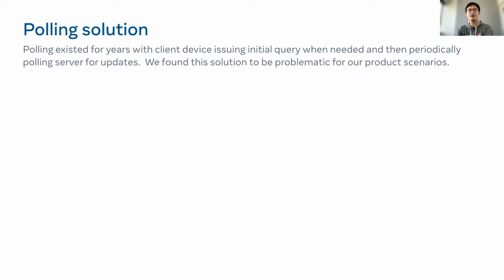To solve this problem, one solution that has existed for years is polling. When a user opens a surface on the client, it issues a query to fetch data from the server and then periodically polls the latest data from the server for updates. This is easy to implement, but we have found this solution to be problematic.